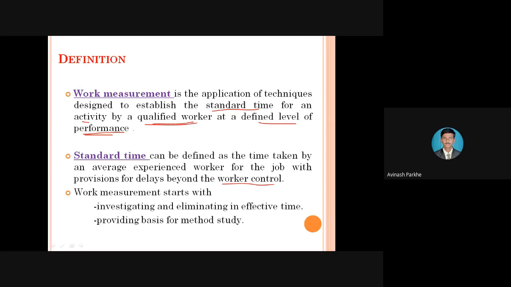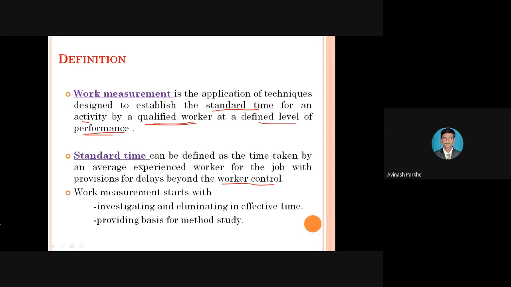Therefore, during the calculation of standard time, we have to consider the time required for the operations, and we have to consider different types of allowances also. And the addition of time required for the operation plus allowance, that concept is called standard time. Therefore, we have a formula for the standard time calculation.